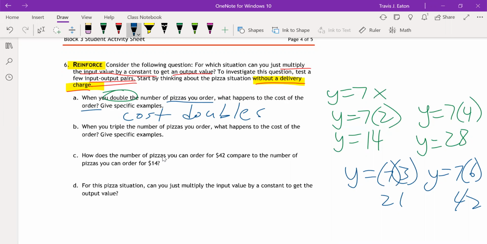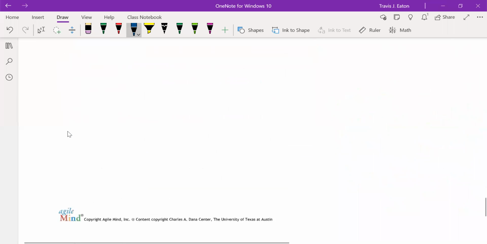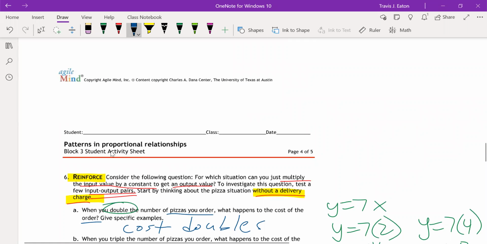Nice. What would happen if we tripled? What I'm actually going to do is, for the rest of this assignment, number 6 and number 7, I'm going to leave you to answer those questions on your own in the assignment. So best of luck to you.